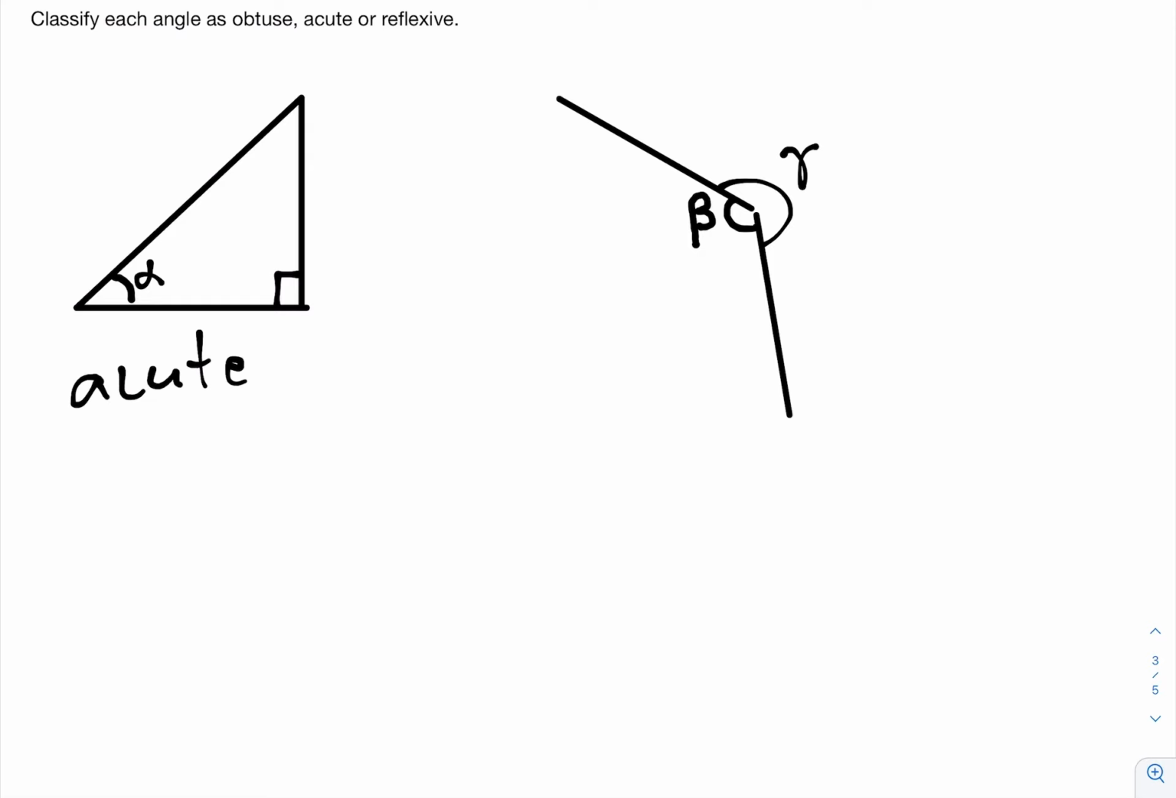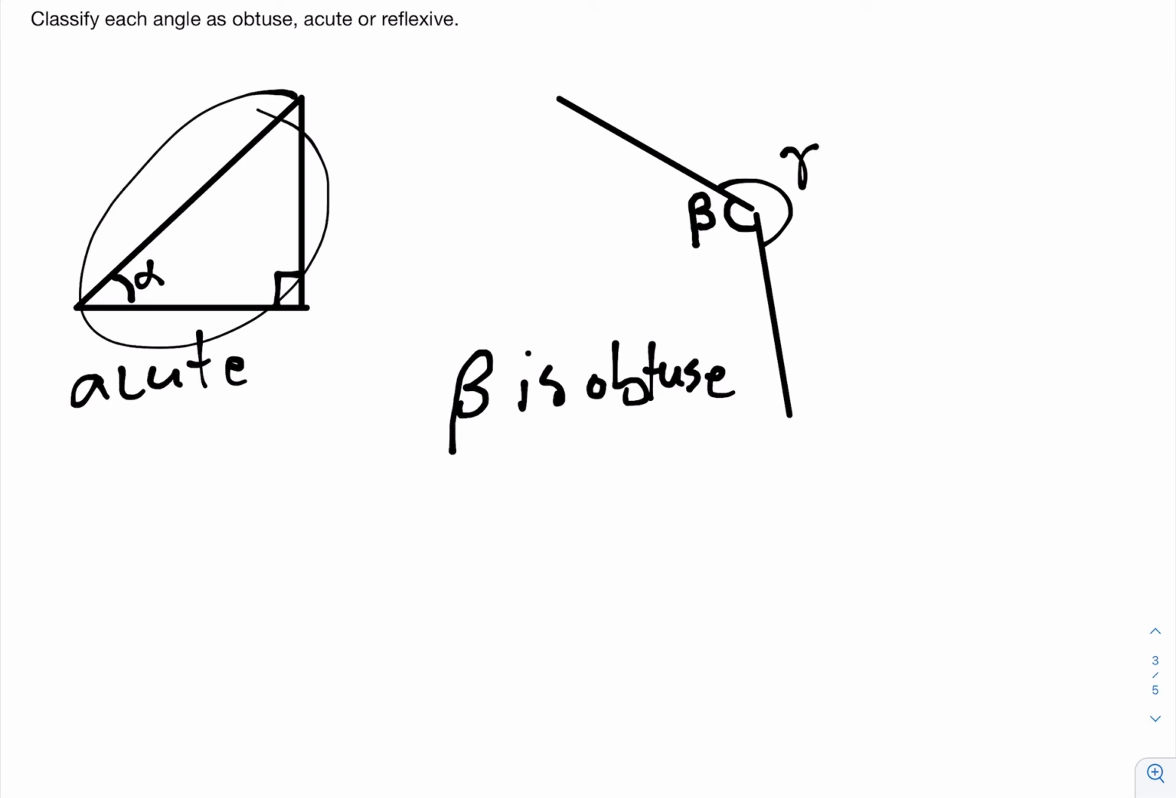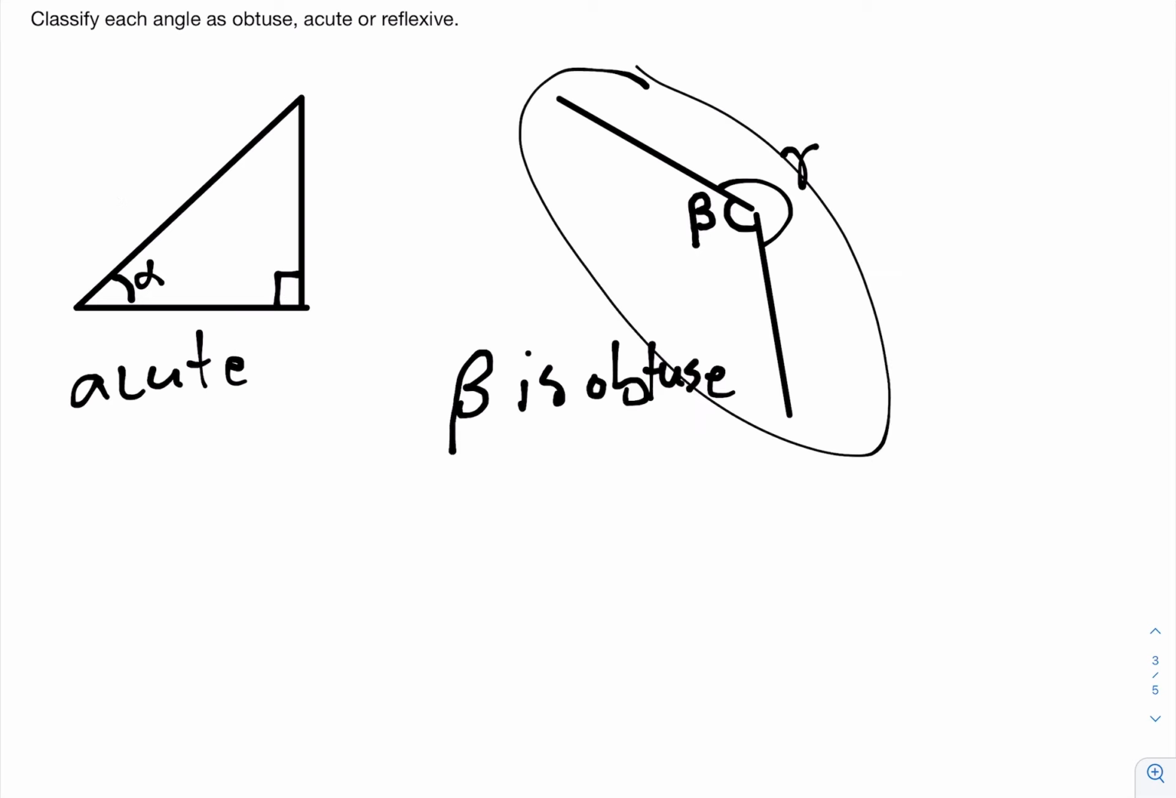This beta here, this symbol beta, it's going to be, all right, obtuse. Because it's not reflexive, it's not more than a line, not more than 180, but it's less than 180 and it's more than 90 degrees. So it's not acute, because acute would be this alligator shape. If you saw an alligator whose jaws look like that, I would be pretty worried.